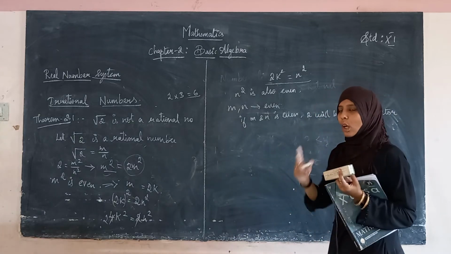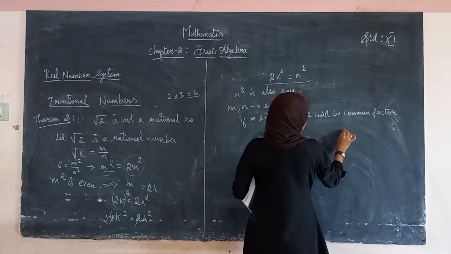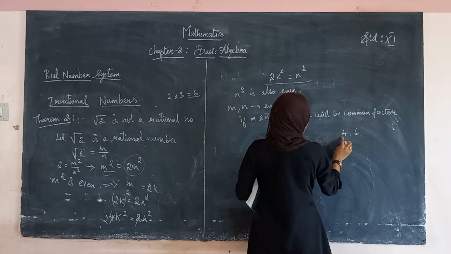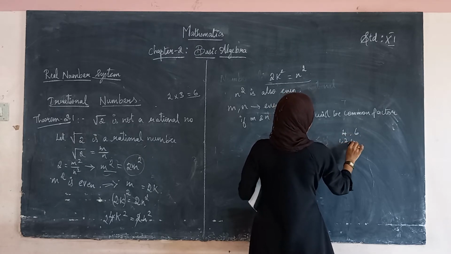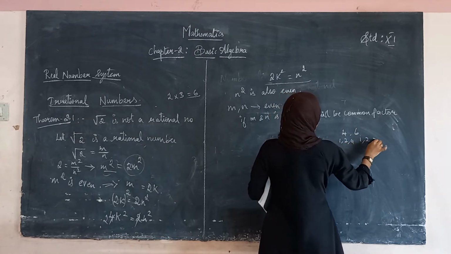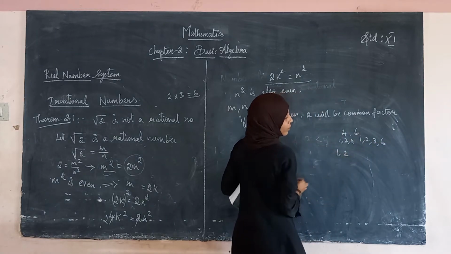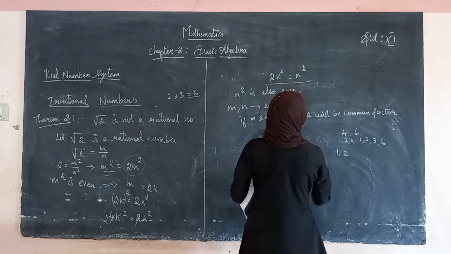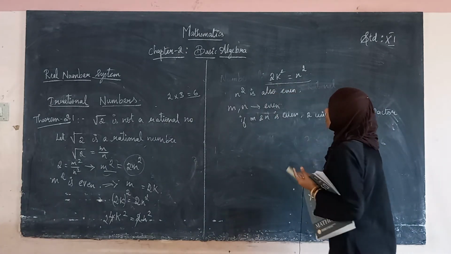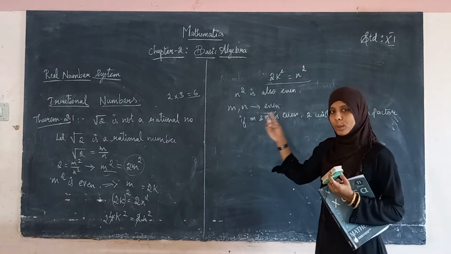If we take two even elements, see 4 and 6. For this, what are the factors? 1, 2, 4. For this, 1, 2, 3, 6. So the common factors are 1 and 2. That is, we have two common factors, right? That is, 1 and 2 will be common factors for two even elements.